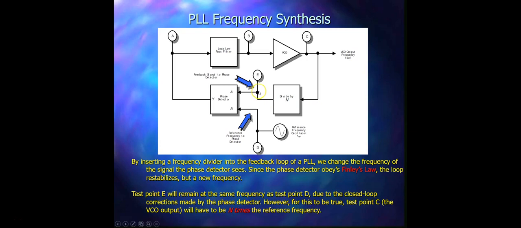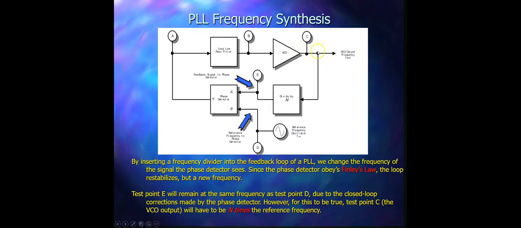So it's saying that if you want to remove the error, then this point must be equal to this point, which is going into the phase detector element. Then the signal passing from here, at test point C, should be multiplied by n.